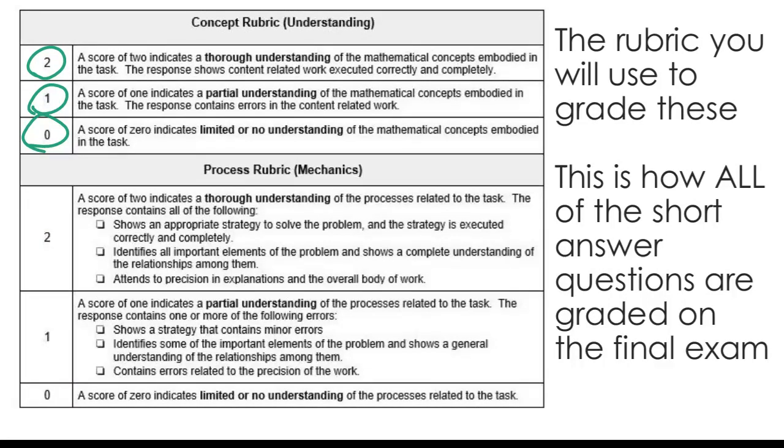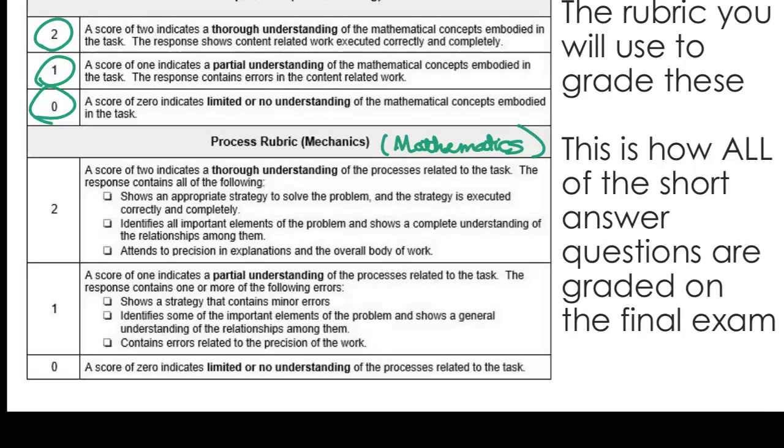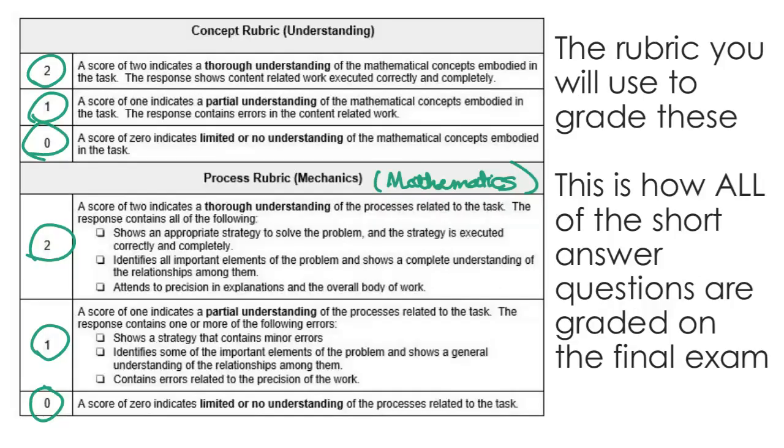All right. Then for mechanics, this is the actual mathematics. Did you multiply your numbers correctly? Did you add that 1? Okay. And again, you get a 2, a 1, or a 0. So, looking at the concept, the understanding, a score of 2 indicates a thorough understanding. The response shows content-related work executed correctly and completely.